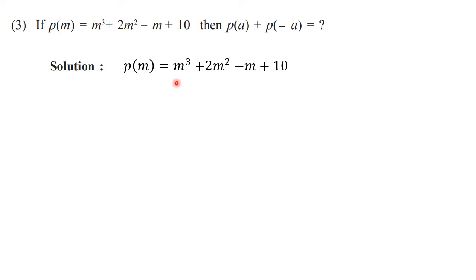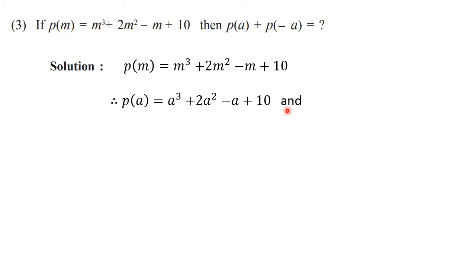P of m is equal to m cube plus 2m square minus m plus 10. Now we have to find this. So write down first p of a. Okay, so p of a means what? Simply we will replace m by a and we are going to get the answer. It's very easy to find. See, so p of a is a cube plus 2a square minus a plus 10.